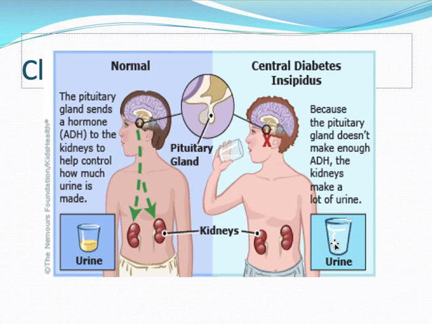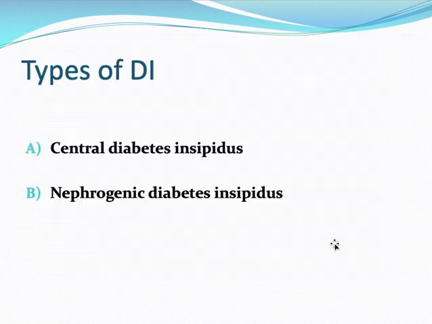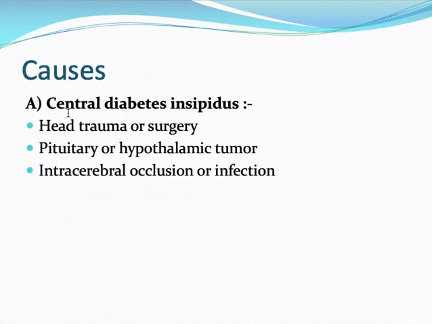So moving forward, again, this is the thing which I'm talking about. There is central diabetes insipidus and there is nephrogenic diabetes insipidus. And causes, central DI can be caused by, of course, like what is there in this one?